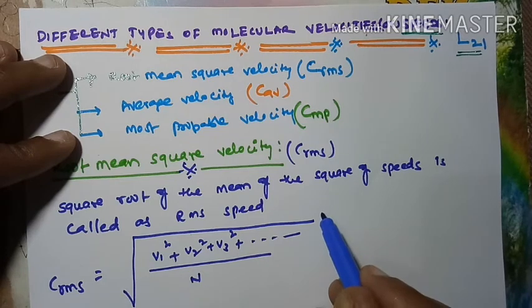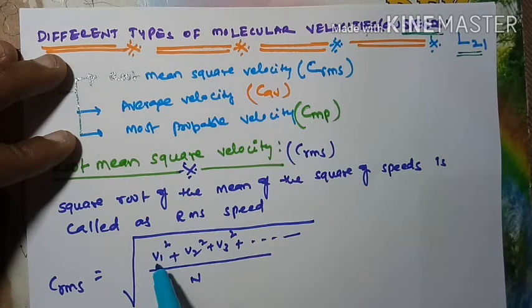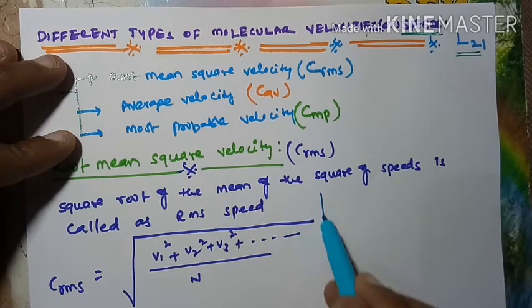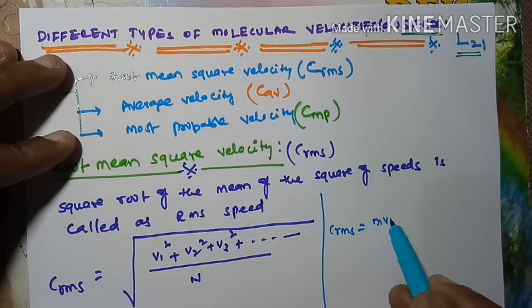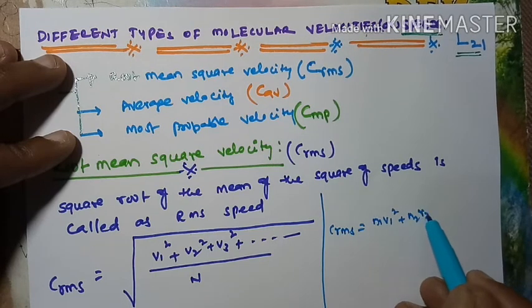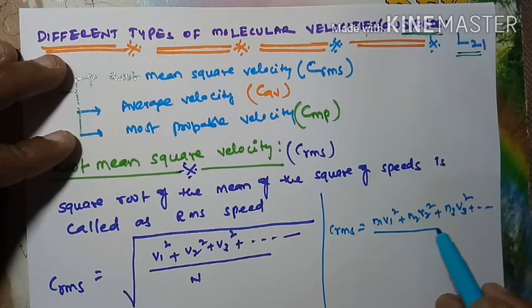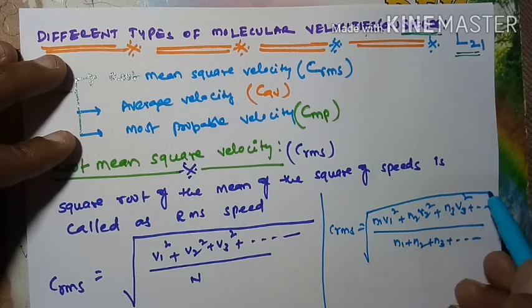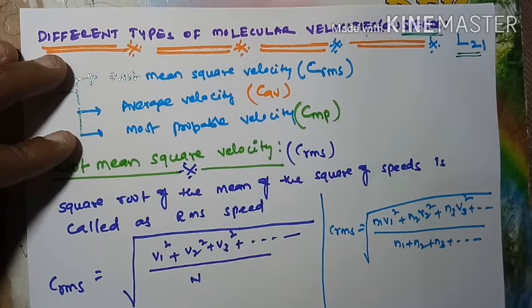If N1 molecules have V1 velocity, N2 molecules have V2 velocity, N3 molecules have V3 velocity, and so on, then how will we write C RMS? C RMS is equal to N1 V1 square plus N2 V2 square plus N3 V3 square plus so on, divided by the total number of molecules N1 plus N2 plus N3 plus so on, all under root. In this way we can write the RMS velocity.